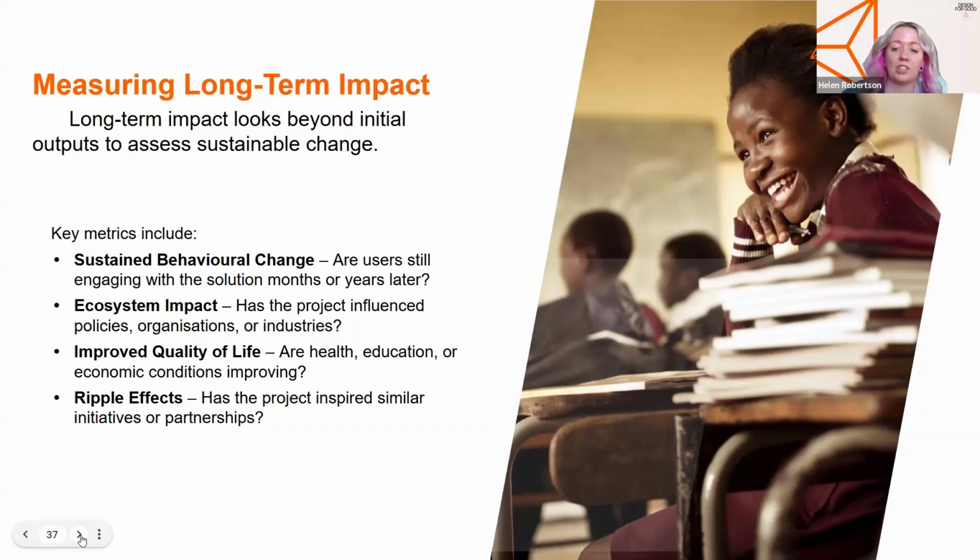Ecosystem impact: has a project influenced policies, organizations, or industries? This reflects its broader societal or systemic impact. Improved quality of life: are there health, education, or economic conditions improving as a result of your project? This measures tangible benefits for individuals and communities. And ripple effects: has the project maybe inspired similar initiatives or partnerships? This highlights its ability to catalyze further change.